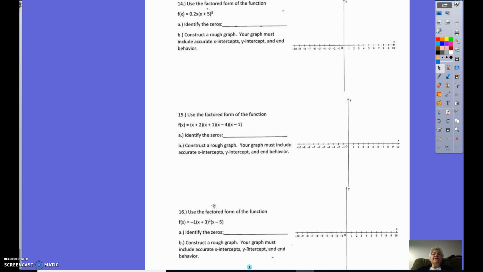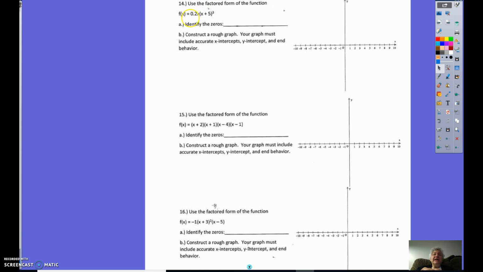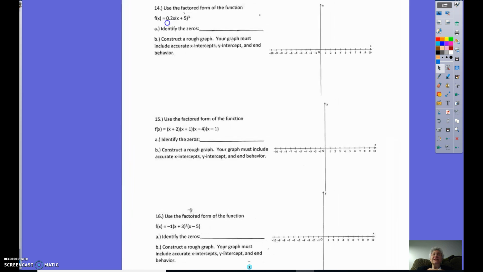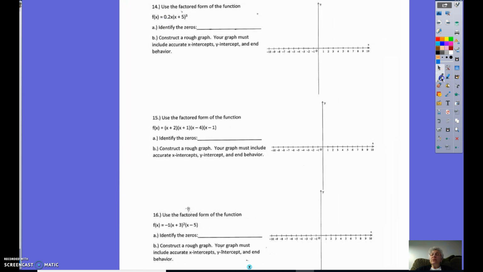Okay, getting late, but continuing on. Number 14. Remember, the leading coefficient is what tells us whether we're positive or negative. In this case, 0.2 is positive. And then this x is 1. This x is 3. So the degree is going to be 4. So it's going to be even. That tells me for this function, the end behavior for both the left and the right is going to be towards positive infinity. That's going to help me do my graph in a minute.